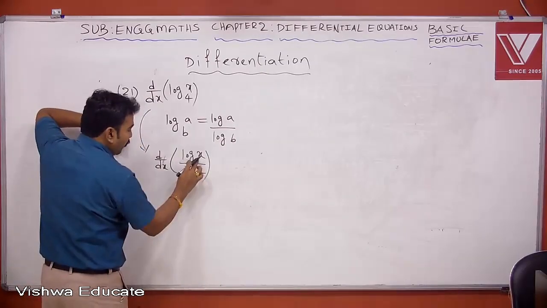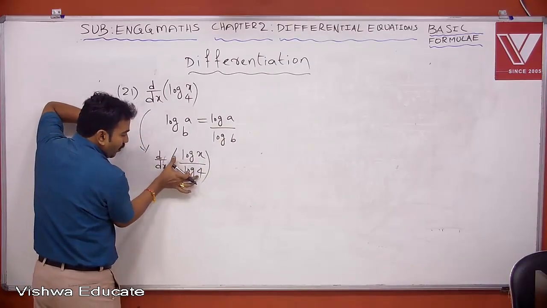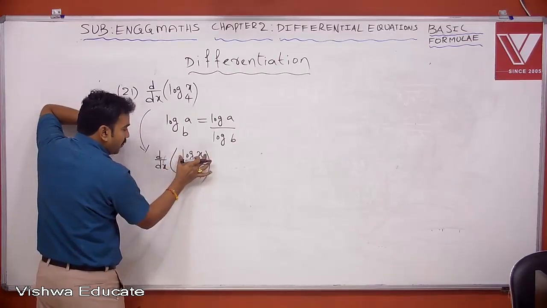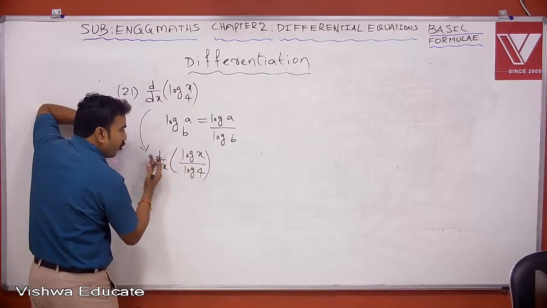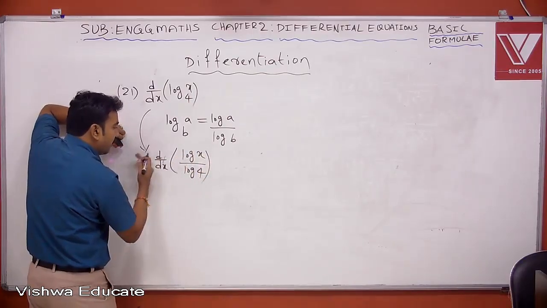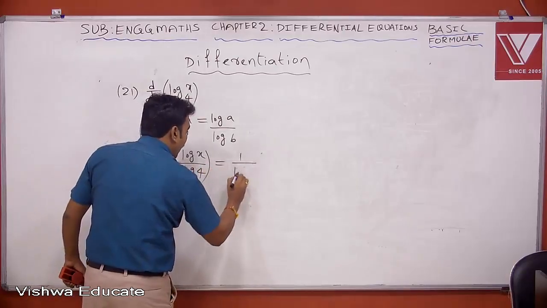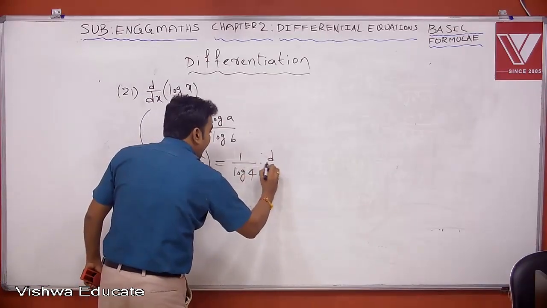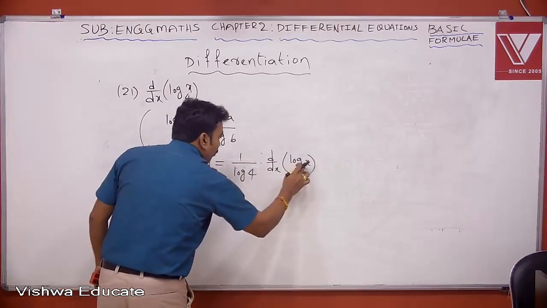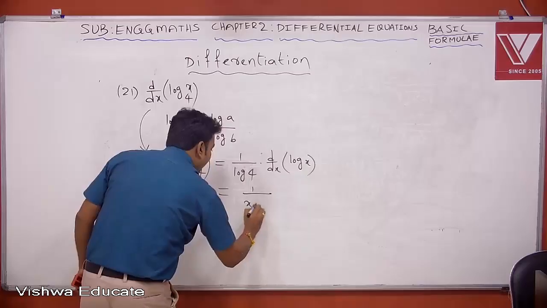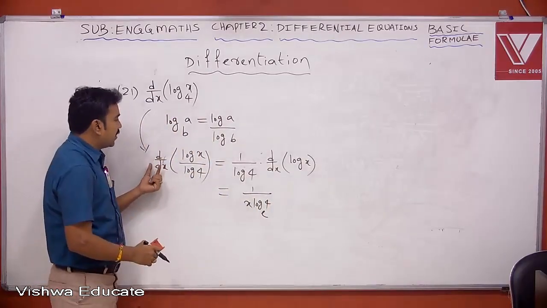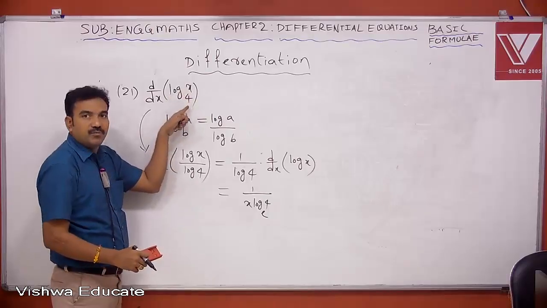Now here the base is e. 1 by log 4 to the base e is a constant quantity, but the constant is multiplied with log x. So this can be taken before the derivative. When a constant is multiplied with a function of x, it can be taken before the derivative. Therefore, this is 1 by log 4 into d by dx of log x. Now the base is e, therefore this is 1 by x times log 4 to the base e. So this is the way to find the derivative of a log function with base value other than e.